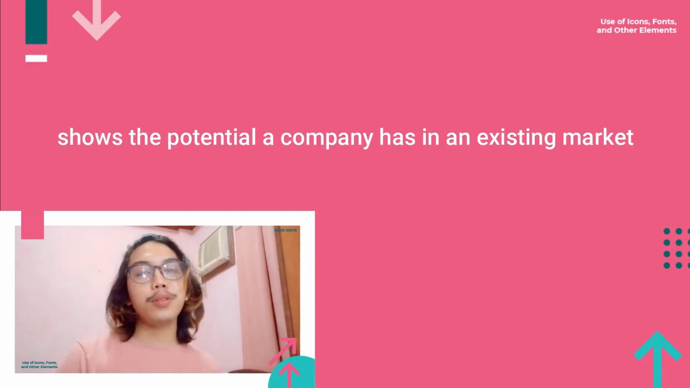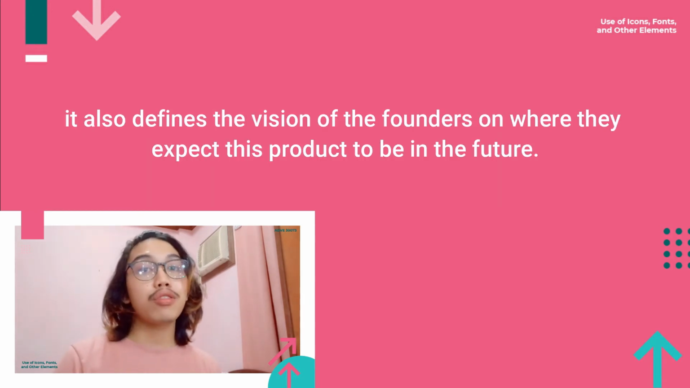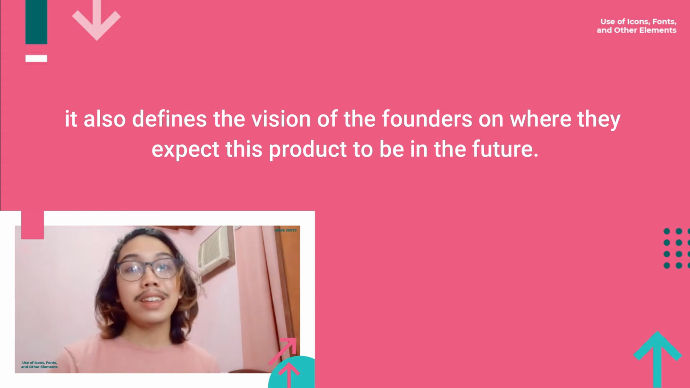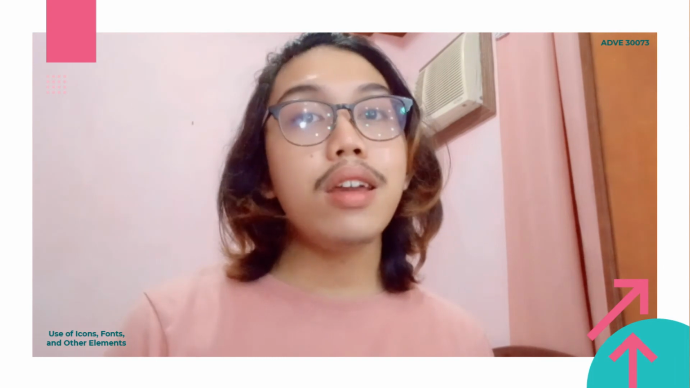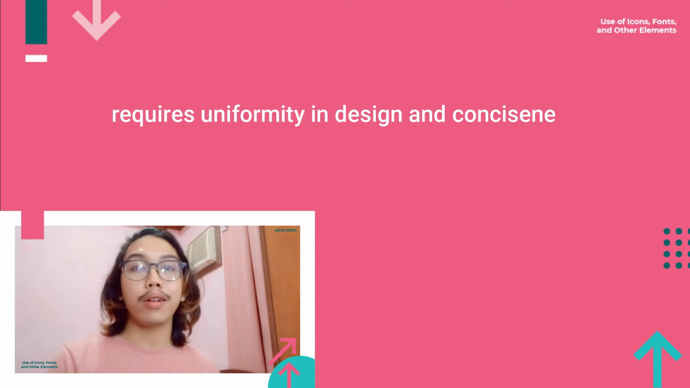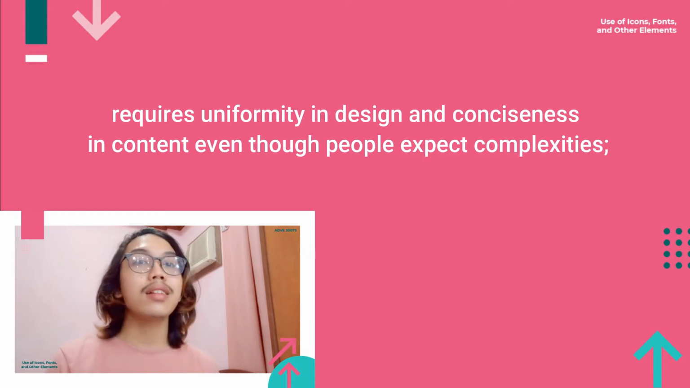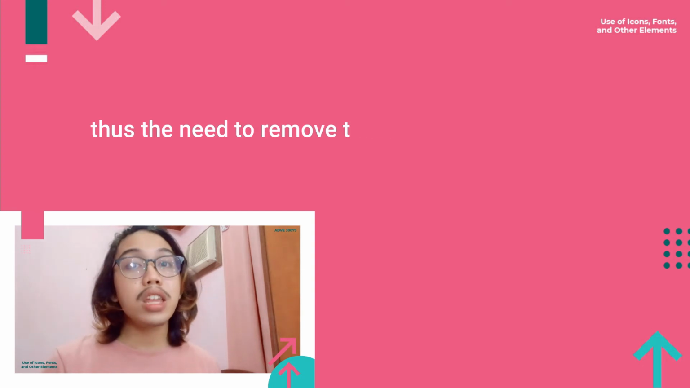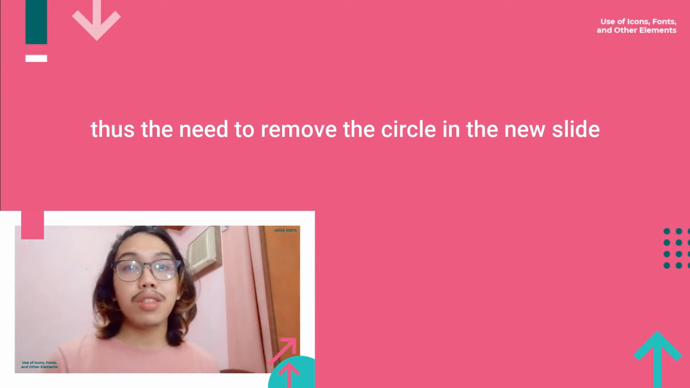Business model shows the potential the company has in the existing market. It also shows and describes the vision of the founder on where they want the product or the services to be in the future. Like any other element in the pitch deck, the business model slide also requires uniformity in design and conciseness in content, even though people usually expect complex concepts in these types of slides. Thus, the need to remove the circles in the redesigned version of the Airbnb pitch deck.